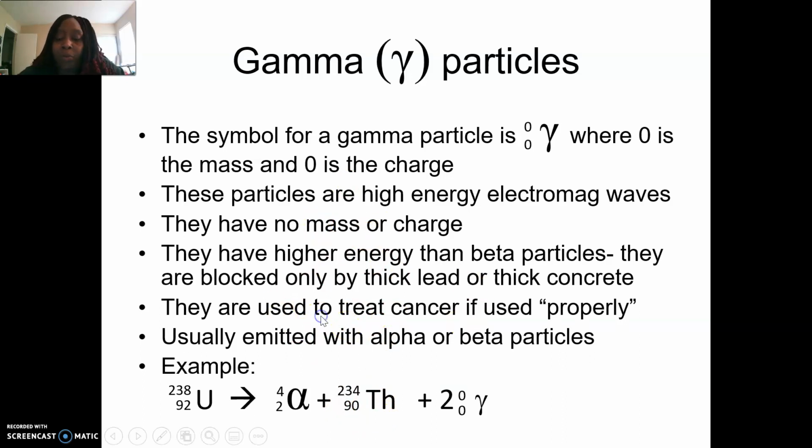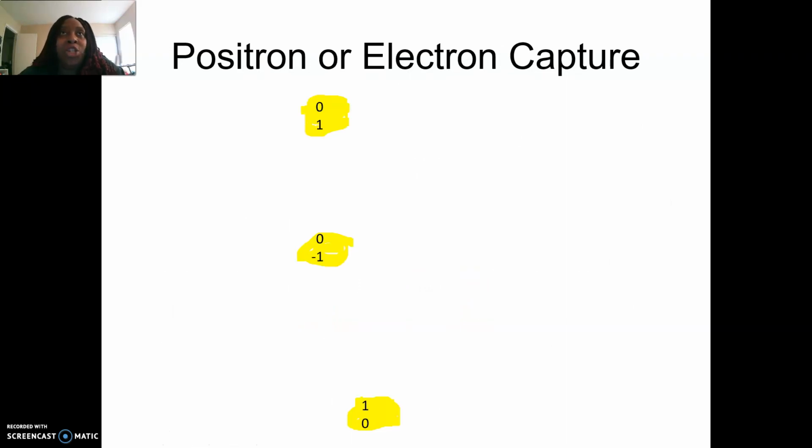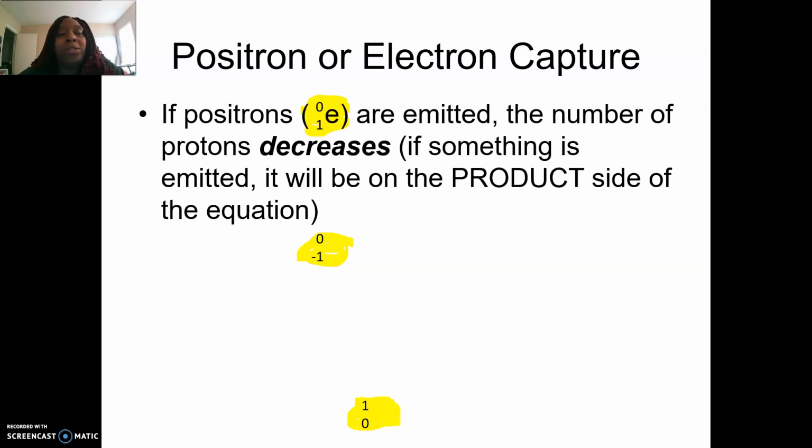Okay, so now I want to talk about some general concepts. So we're going to talk about positrons, we're going to talk about electron capture, and then we're going to talk about neutron capture and emission. So let's get started with positrons. So the important part of this is, how do you write a positron in an equation? So to write a positron in an equation, you're going to have a lowercase e, right? The mass number is going to be 0, and then your charge is going to be 1.